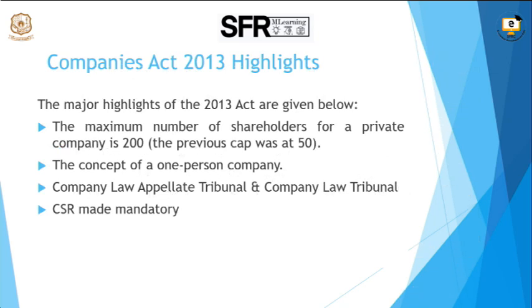Companies Act 2013 highlights. What are the highlights made in this act? The maximum number of shareholders for a private company is 200. Previously it was 50. Now it is made 200. The concept of the one-person company was introduced under this act. Company Law Appellate Tribunal and Company Law Tribunal were introduced, and CSR was made mandatory.